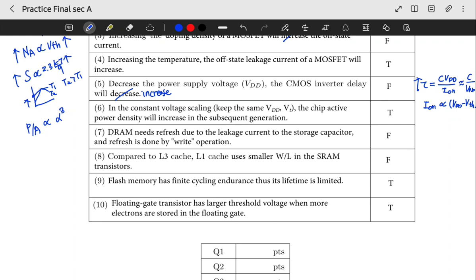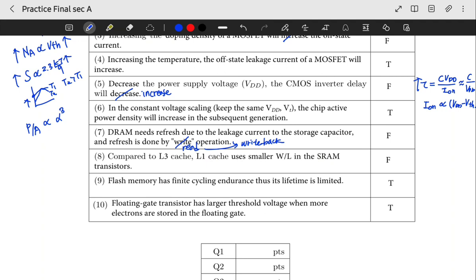The answer is true. Number 7, DRAM needs refresh due to the leakage current of the storage capacitor, and refresh is done by a write operation. The answer is false because refresh is done by a read, and then we do what we call write back. So the answer is false.